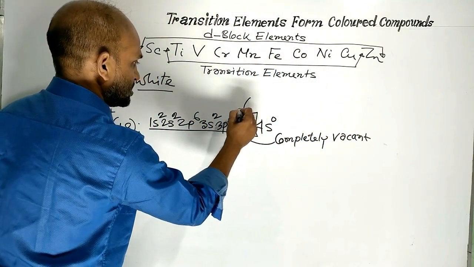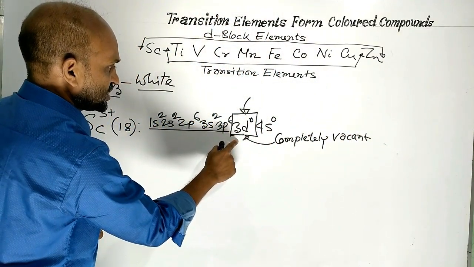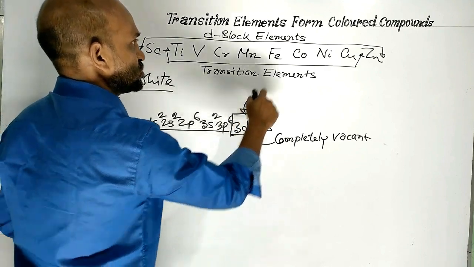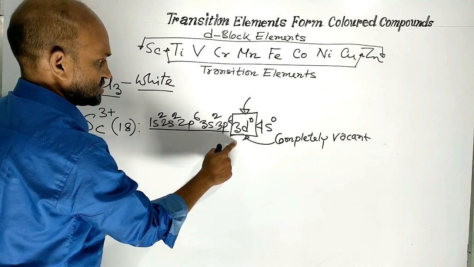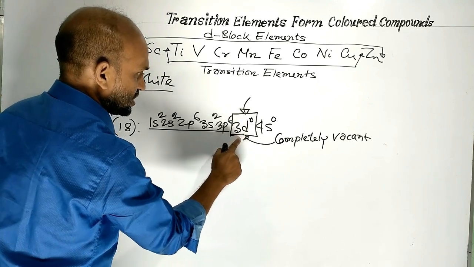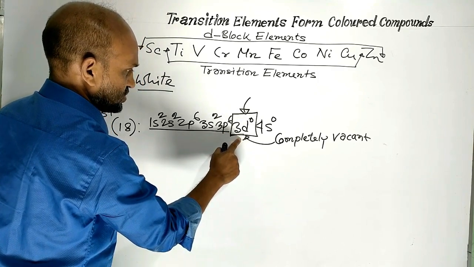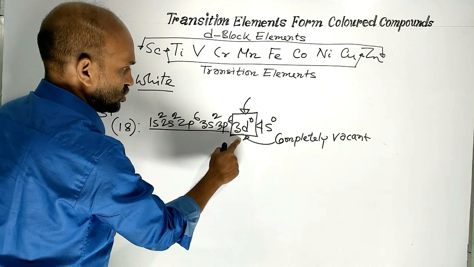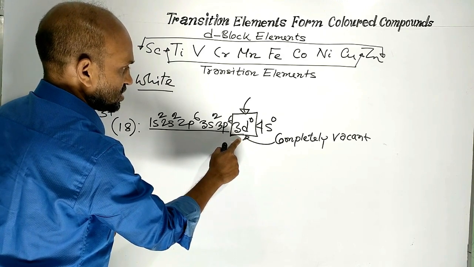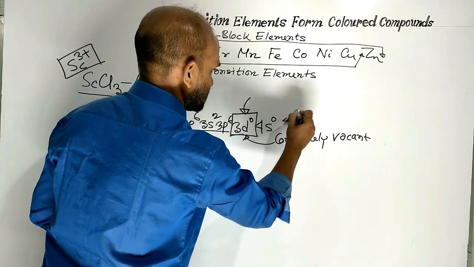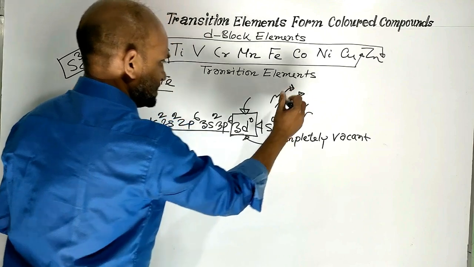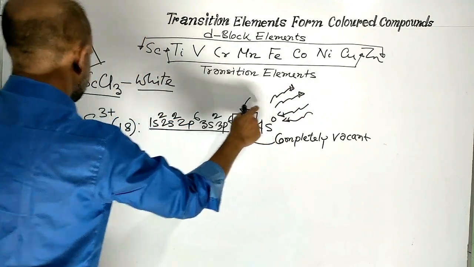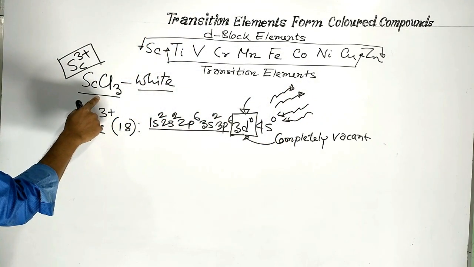but partially filled d orbitals are responsible for forming colored compounds. Here the d orbitals contain no electrons, so no splitting, no absorption of light. Here complete reflection occurs. Due to the complete reflection, scandium chloride is not colored. This is white in color.